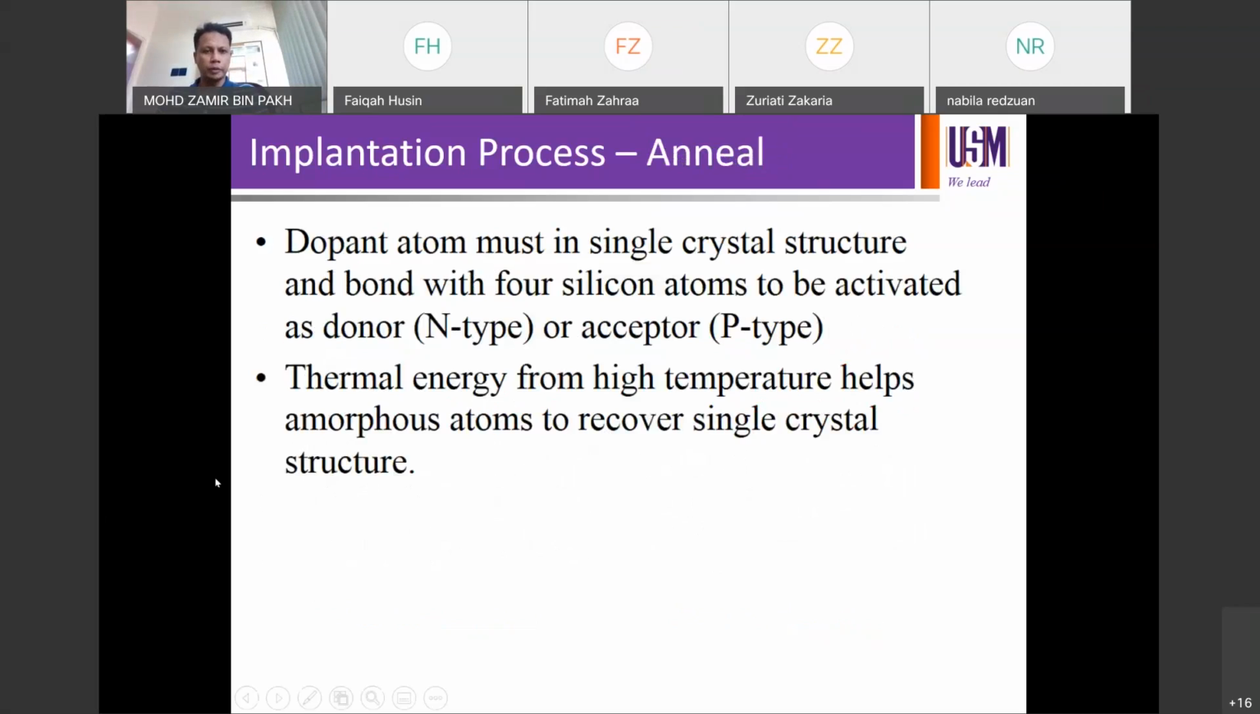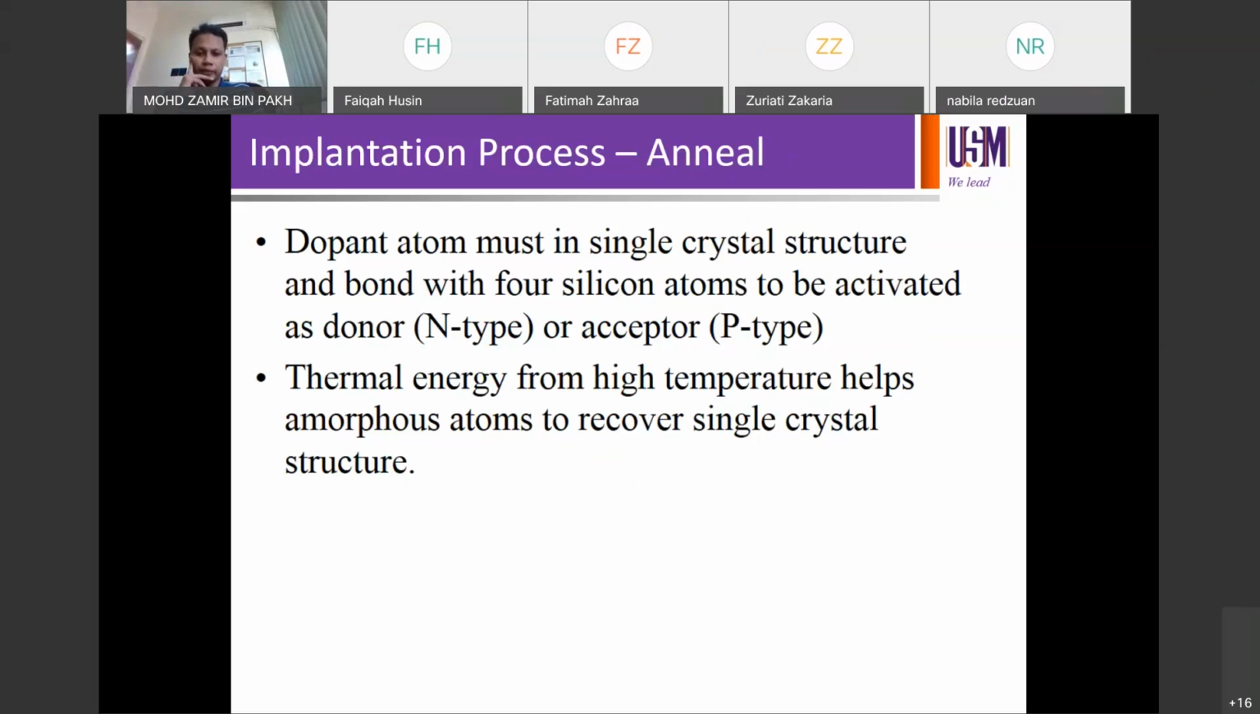Right, a dopant must be in the single crystal structure and bond with 4 silicon atoms. We discussed this last time: silicon has 4 neighboring atoms, so they're covalently bonded to 4 neighboring atoms. So in order to incorporate either p-type or n-type dopants, they have to be substituted, and we've discussed that typical dopants such as boron and phosphorus are usually substitutional in nature instead of interstitial. So they have to be present and substituted in the lattice position.